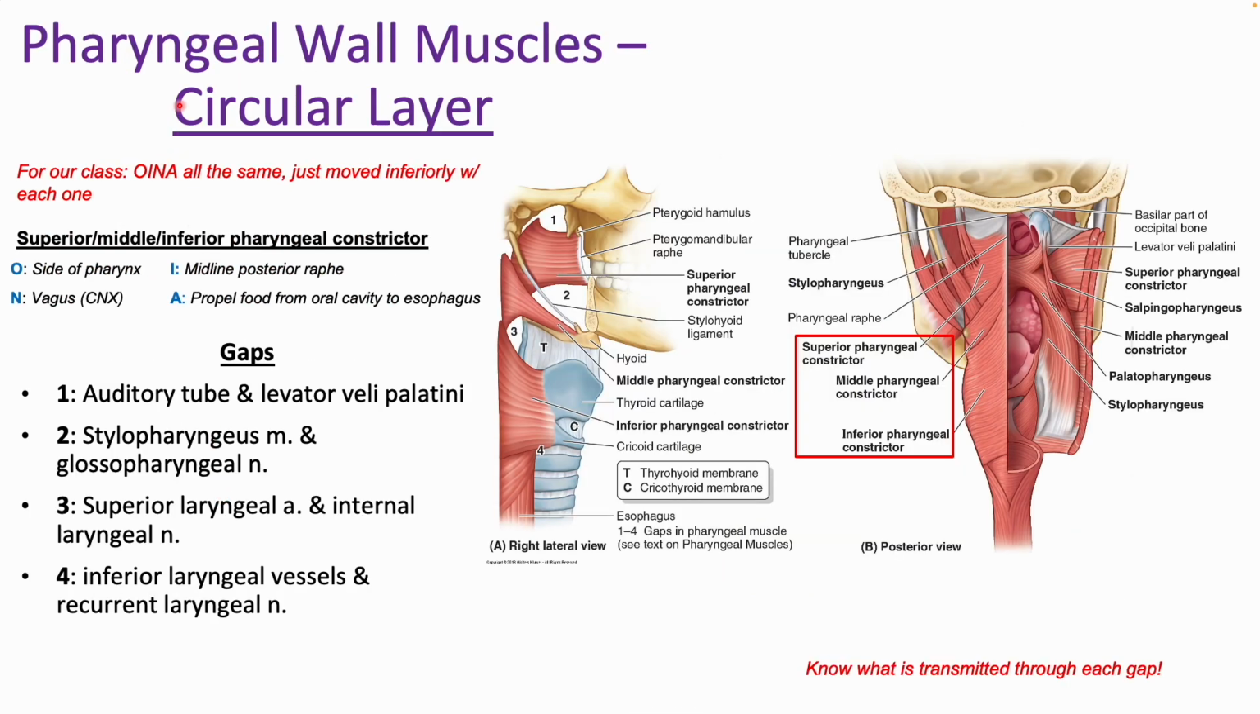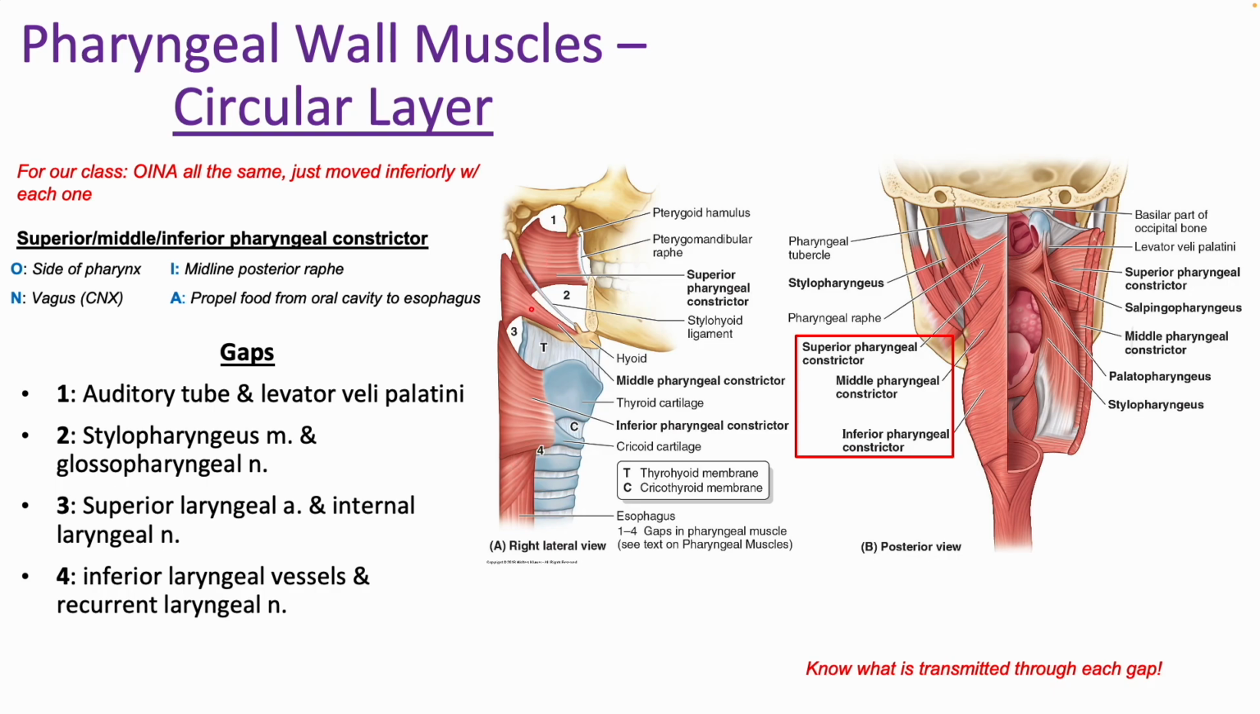So first, let's look at the pharyngeal circular muscles, the circular layer. And so these ones should be pretty easy to remember the name. They're going to wrap around like a circle, and we're going to have a superior, a middle, and an inferior one. And so these are called the superior, middle, and inferior pharyngeal constrictors. And they're named that because what they're going to do is constrict in kind of a descending order, and that's going to propel food from the oral cavity down the esophagus.